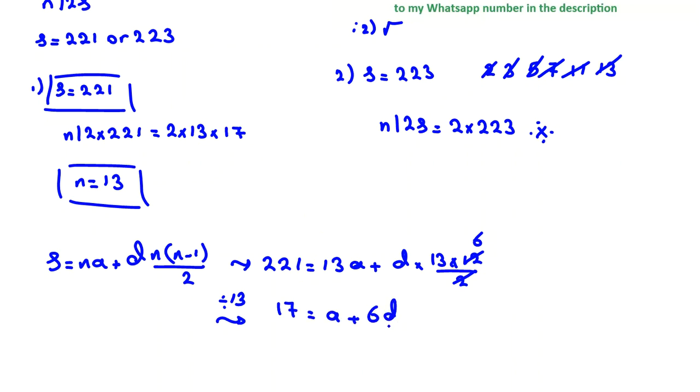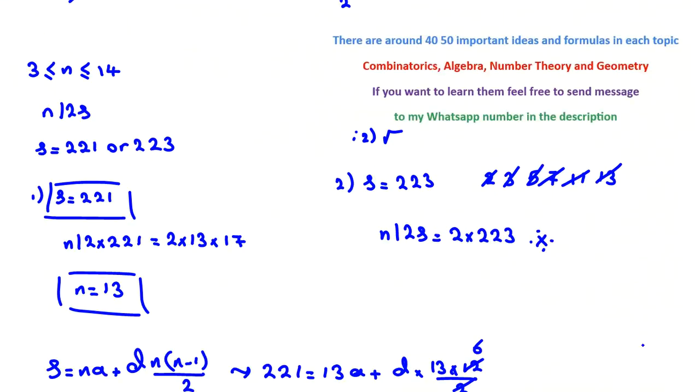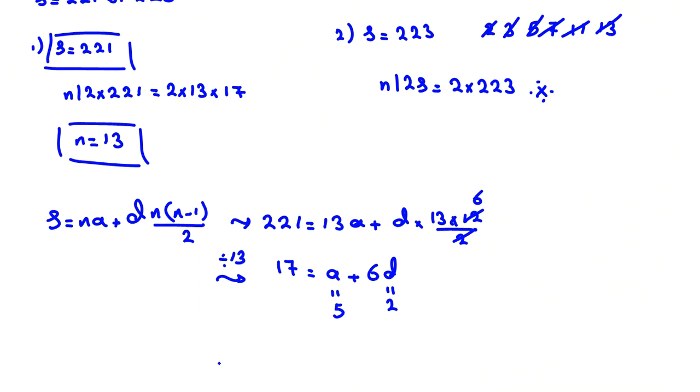The problem says d is greater than 1, and a is positive because all terms are positive. So the only possible case for d is 2. If d is 3 or something like that, a will be negative. d is 2, a is 5. Okay? So the problem wants what? A plus d plus n. It will be 5 plus 2 plus 13, so it will be 20.